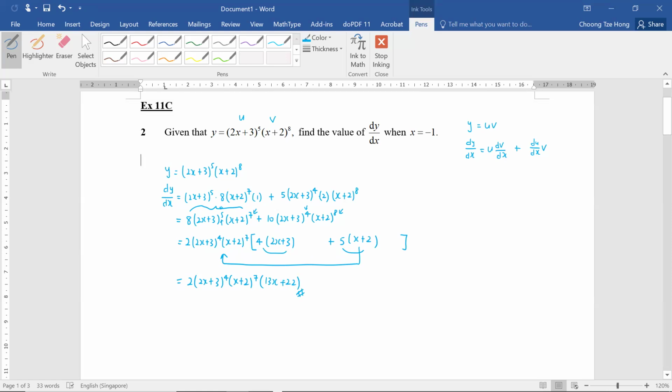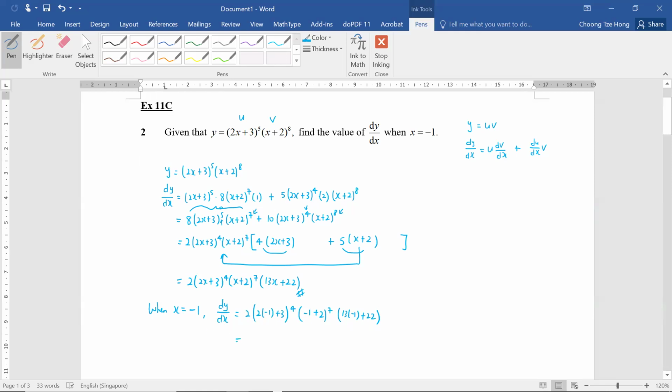But this is not the end of the question, because they want us to find the value of dy/dx when x equals -1. So when x equals negative 1, dy/dx, we'll just sub negative 1 into all the x. So 2 times negative 1 plus 3 to the power of 4, negative 1 plus 2 to the power of 7, 13 times negative 1 plus 22 over here.